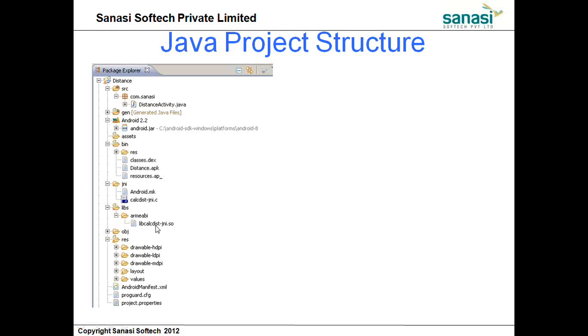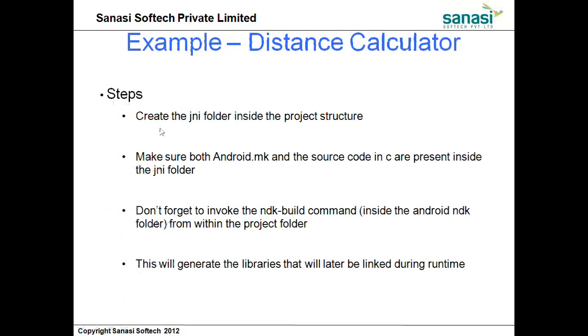So what are the steps that we are going to have here, especially as far as the C code is concerned? We have already seen what are the steps involved as far as the Java part of the application is concerned. In this case, you will need to have, as I mentioned, a jni folder inside the project structure, and make sure you have the Android.mk file inside it, and of course the source code which you are going to build in C.